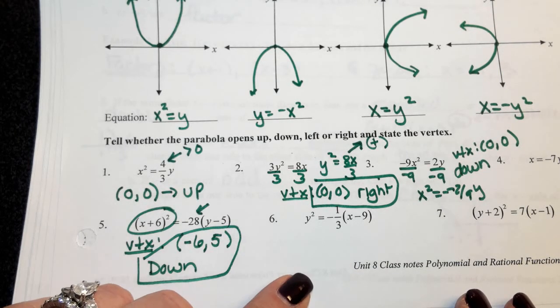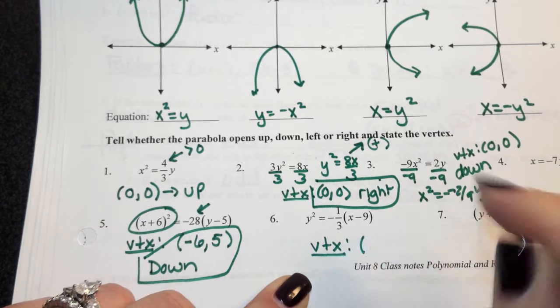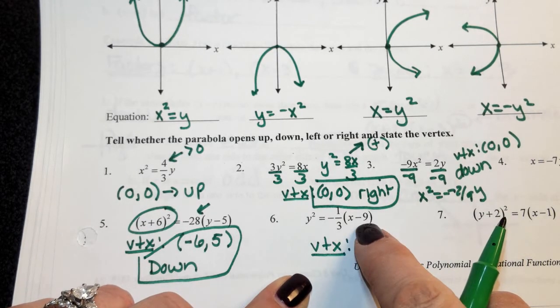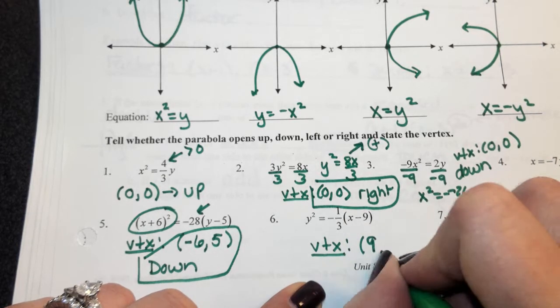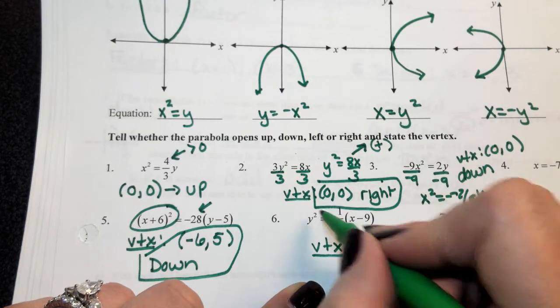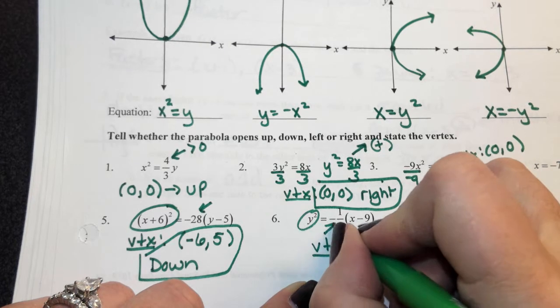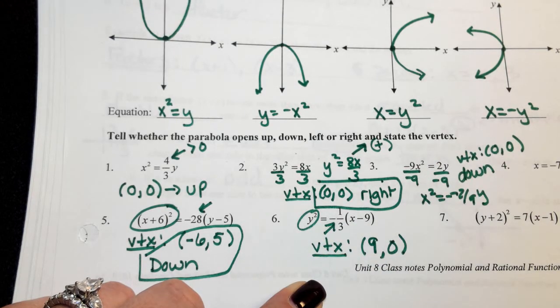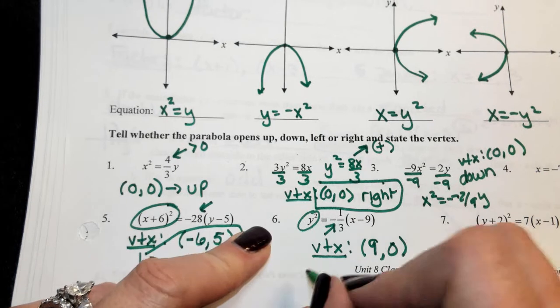Look at 6. What's the vertex going to be? You have a number inside the parentheses with x, so what's the x coordinate of the vertex going to be? 9. The y coordinate will be 0. Now it's a y squared, so it's not going to go up or down. It could go left or right. Look at this number here. You have a y squared with a negative. So will it go to the right or to the left? Left.